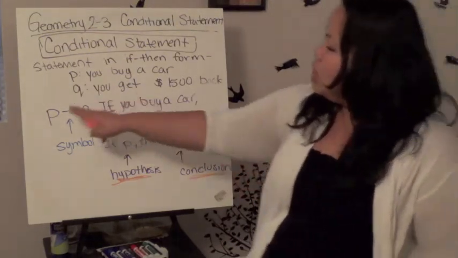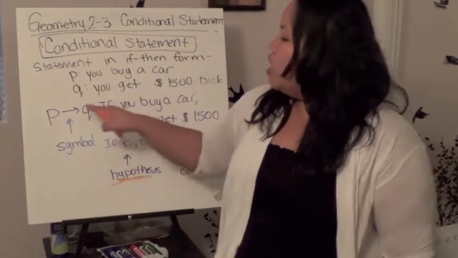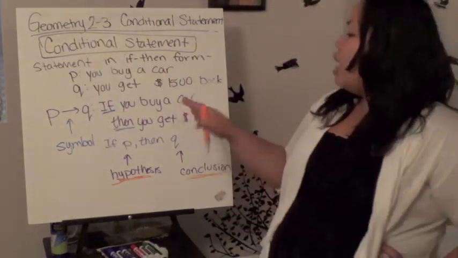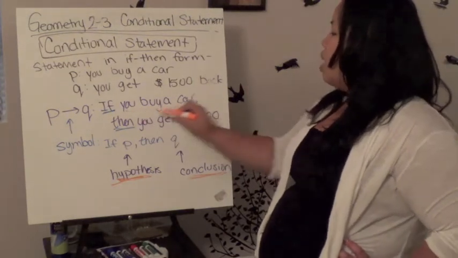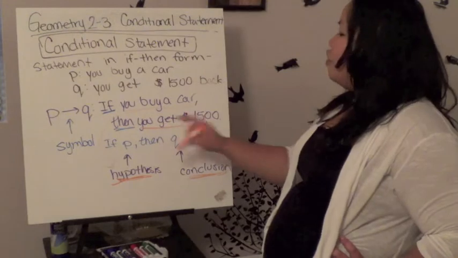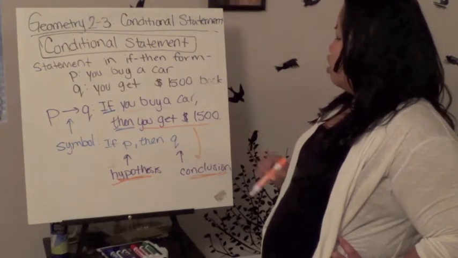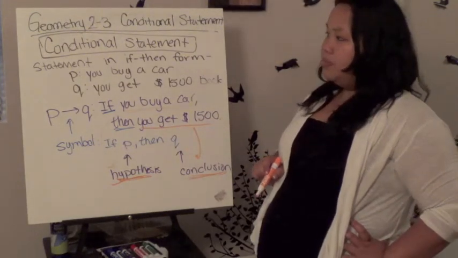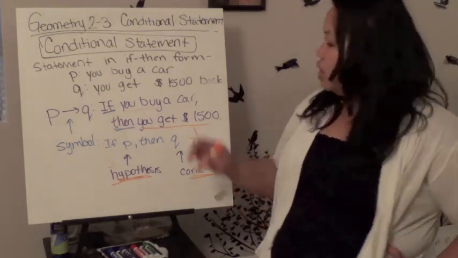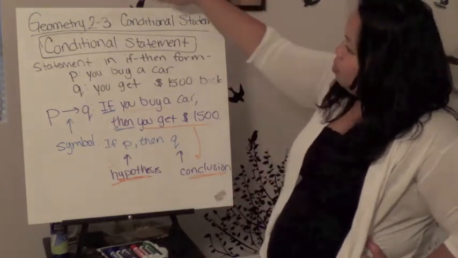So again, this is my symbol for if P, then Q. That arrow tells me that it's a conditional statement. So my hypothesis is you buy a car. And my conclusion, the one after the word then, is you get $1,500. So go ahead and write that down. Make sure you have your vocabulary all set. And we're going to move on to our next one.